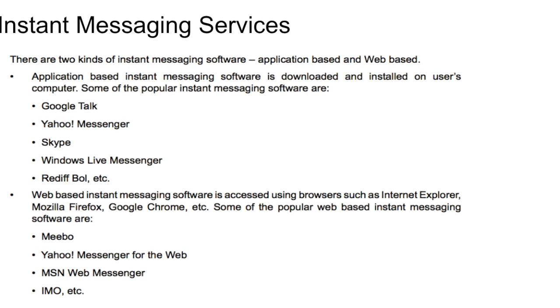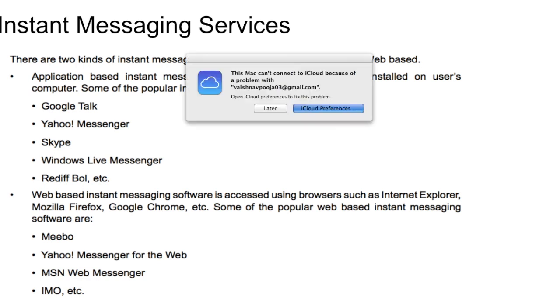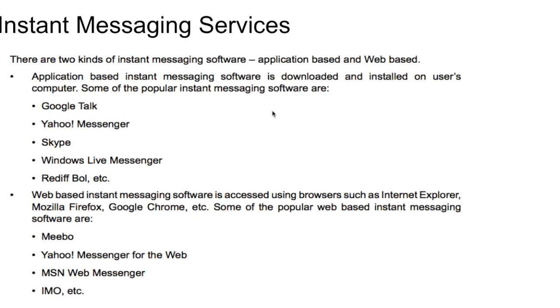In application based instant messaging, some examples are Google Talk, Yahoo Messenger, Skype, Windows Live Messenger, and Rediff. We can download these applications on our cell phones or laptops and do instant messaging there. We can make audio calls, video calls, and send text messages. Second is web based instant messaging, where we use a web browser to log into the applications and then use instant messaging. Examples are Meebo, Yahoo, MSN, IMO, etc.